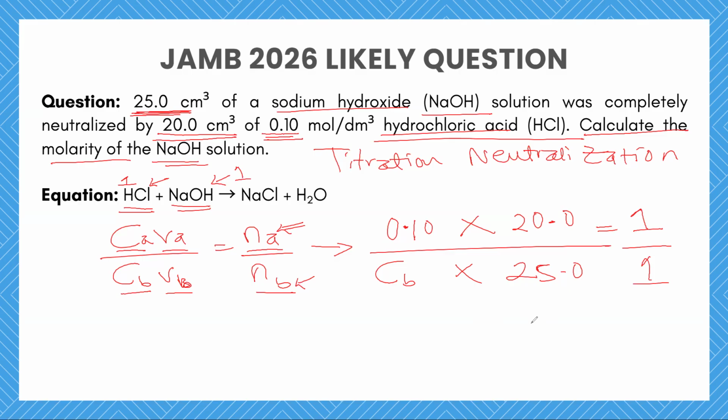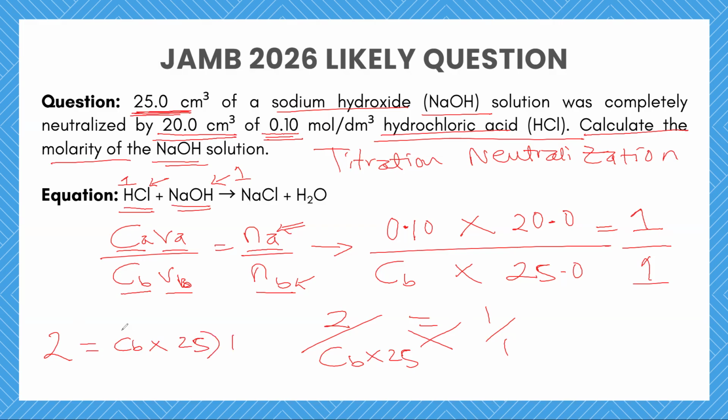So first things first, we have 0.1 multiplied by 20. That gives us 2 divided by Cb times 25. This is equal to 1/1. At this point, we can cross multiply. When we do, it becomes 2 is equal to Cb times 25. All of these multiplied by 1. And of course, you know that anything multiplied by 1 remains basically the same, so we can leave it just as it is.